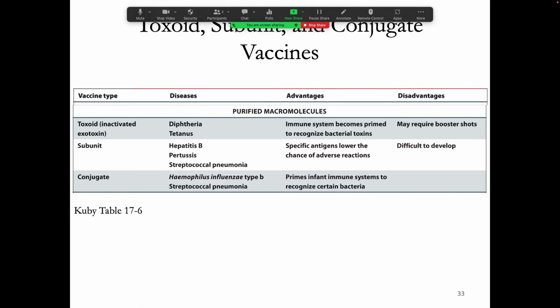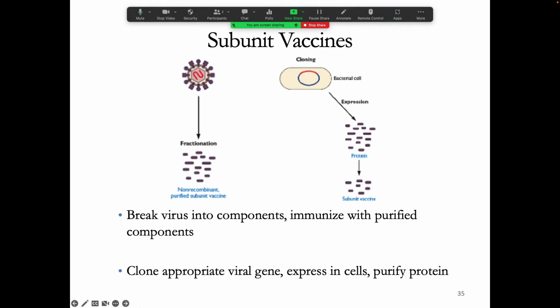As I would argue is pertussis. The other really big type of vaccine that is used is a subunit vaccine. And the way that we work with a subunit vaccine is that we use some kind of protein antigen from the microbe.